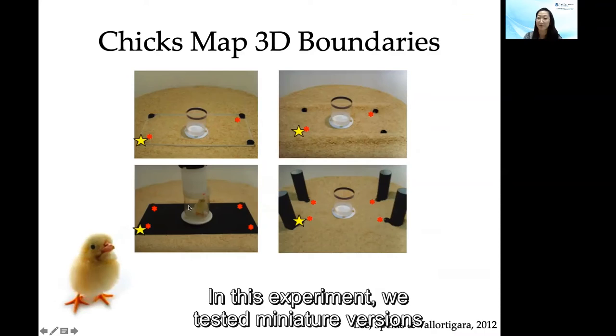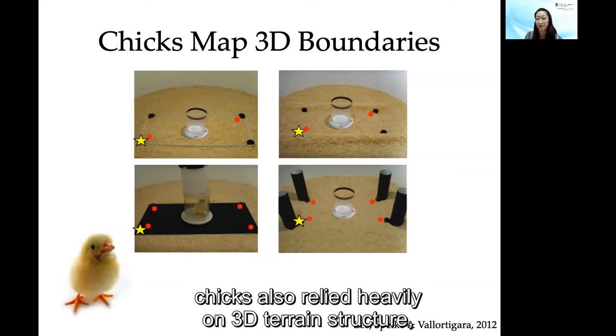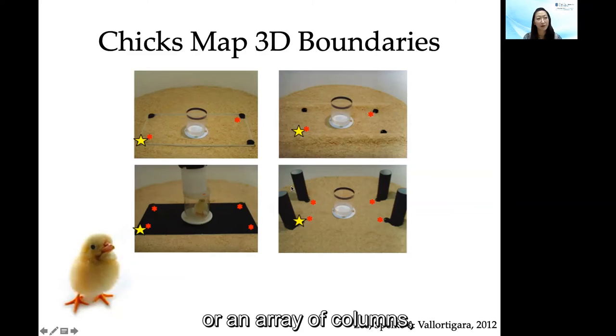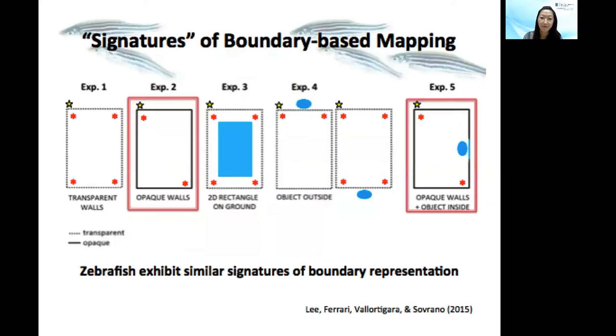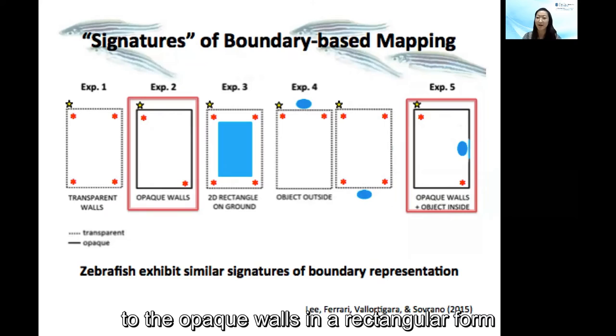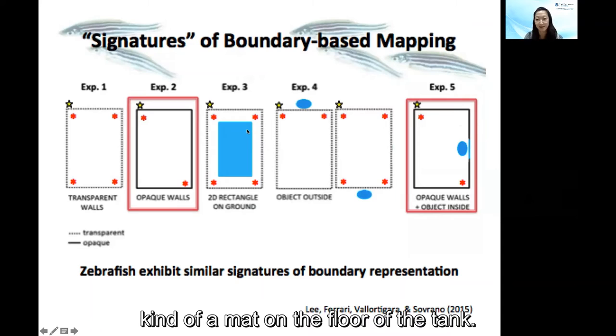In this experiment, we tested miniature versions of the environments that I had shown you with children, and found that, just as children did, chicks also relied heavily on 3D terrain structure, even the subtle ones you can see here, rather than being able to use two-dimensional forms or an array of columns, no matter how visually salient they were. Similarly, in fish, we found that zebrafish searched geometrically only with respect to the opaque walls in a rectangular form, and not by objects or a visually salient two-dimensional mat on the floor of the tank.